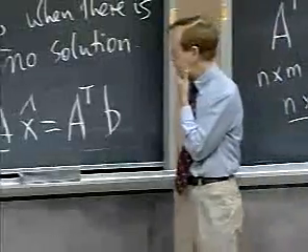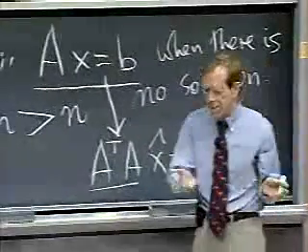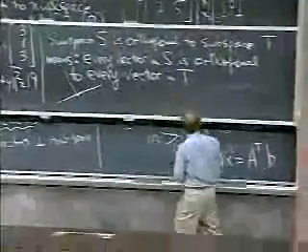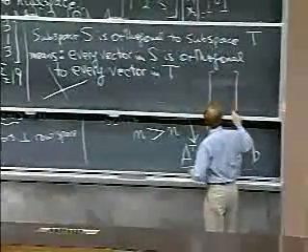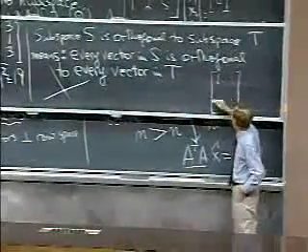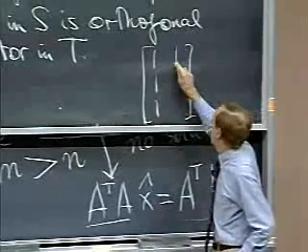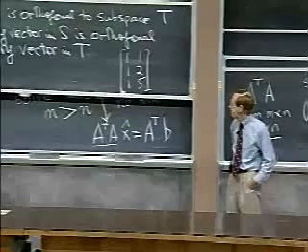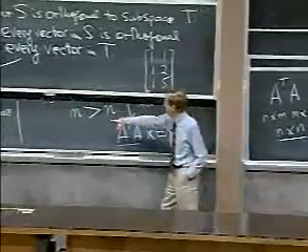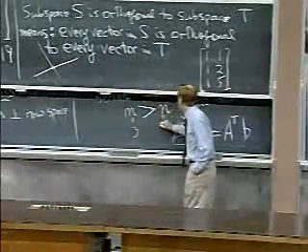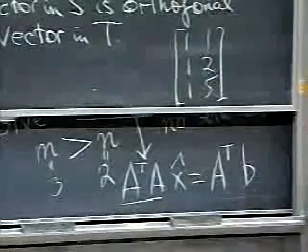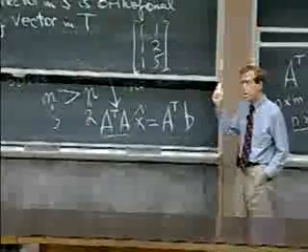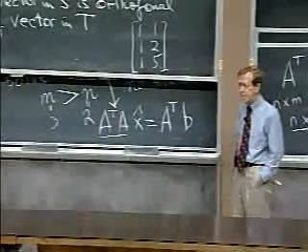Let me just do an example. I'll just pick a matrix here, just so we see what A transpose A looks like. So let me take a matrix A, 1, 1, 1, 1, 2, 5, just to invent a matrix. Notice that it has 3 rows and 2 columns. The rank of that matrix is 2, right? Yep, the columns are independent.